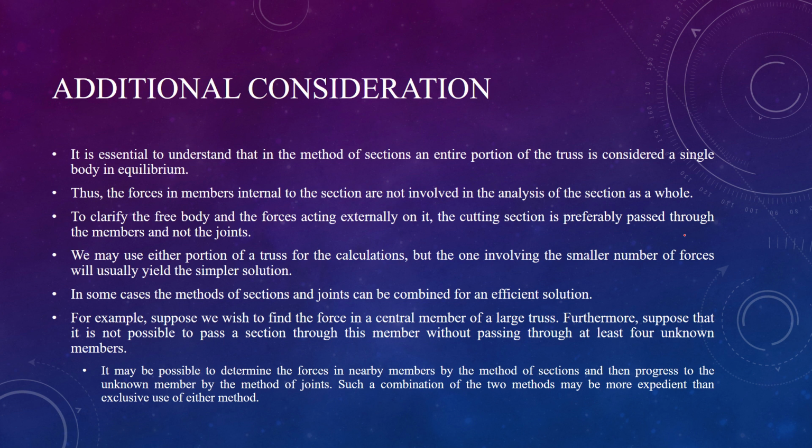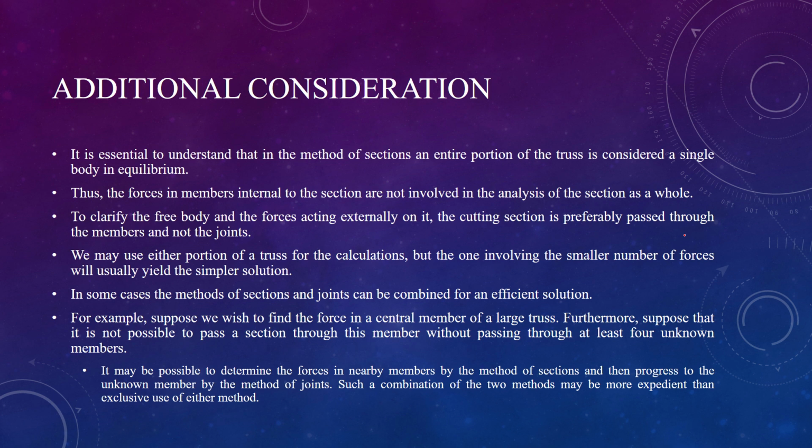So the entire portion of the truss can be used for calculations, but the one involving a smaller number of forces will usually yield simpler solutions. You have to keep this in mind. In some cases, the method of sections and the method of joints can be combined to get a more effective solution.